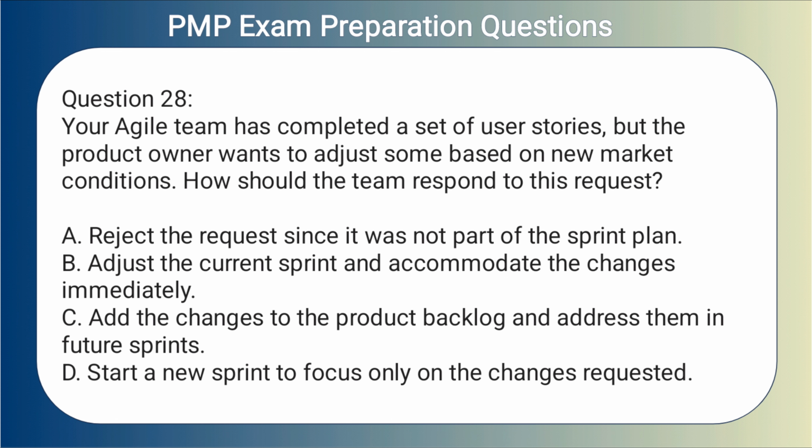A. Reject the request since it was not part of the sprint plan. B. Adjust the current sprint and accommodate the changes immediately. C. Add the changes to the product backlog and address them in future sprints. D. Start a new sprint to focus only on the changes requested.